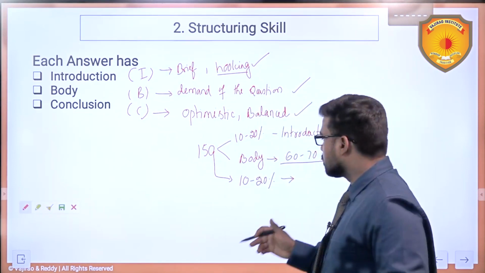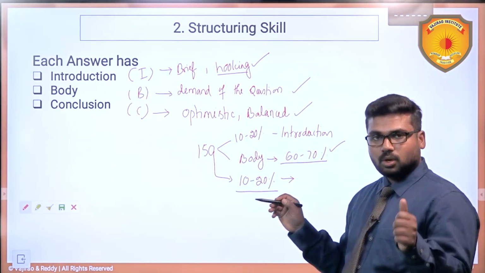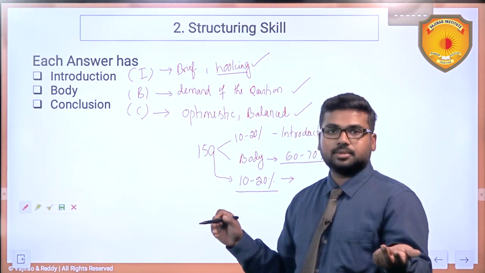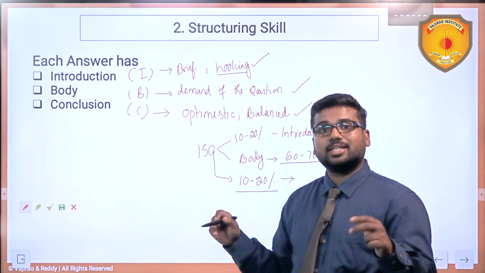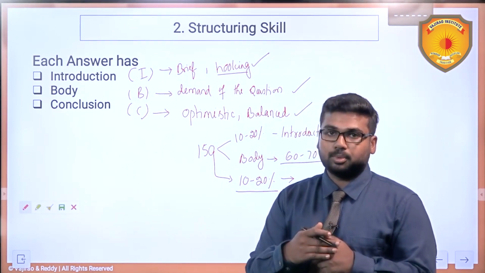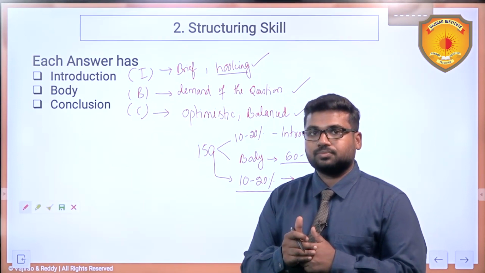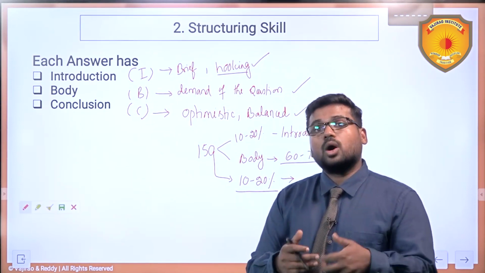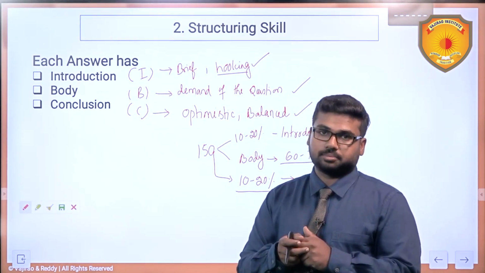And conclusion should also be very crisp, very solid, and it should be clear cut. Right? You can be diplomatic, but there should not be any ambiguity in your conclusions. This is how we should approach this structurizing. Towards the end, I will tell you how to practice this structurizing.